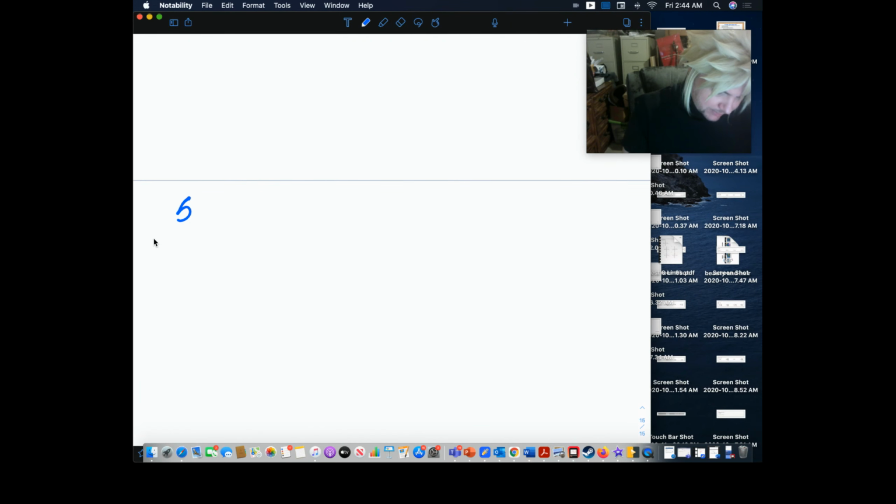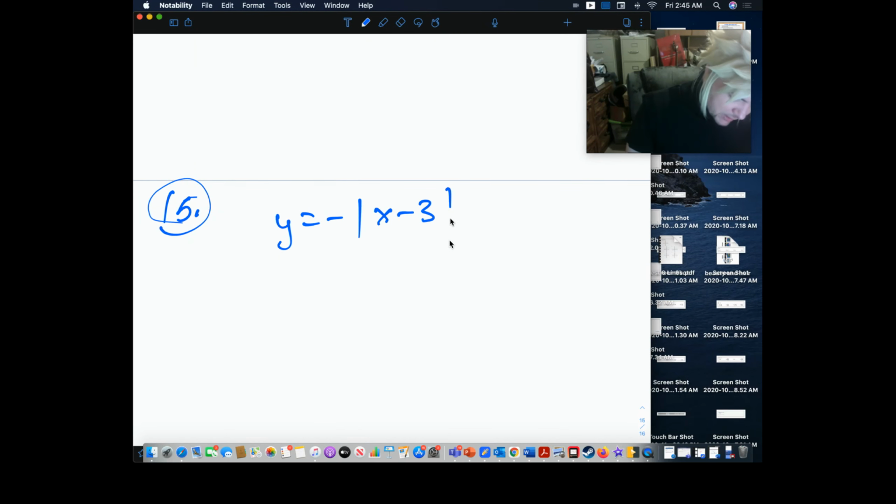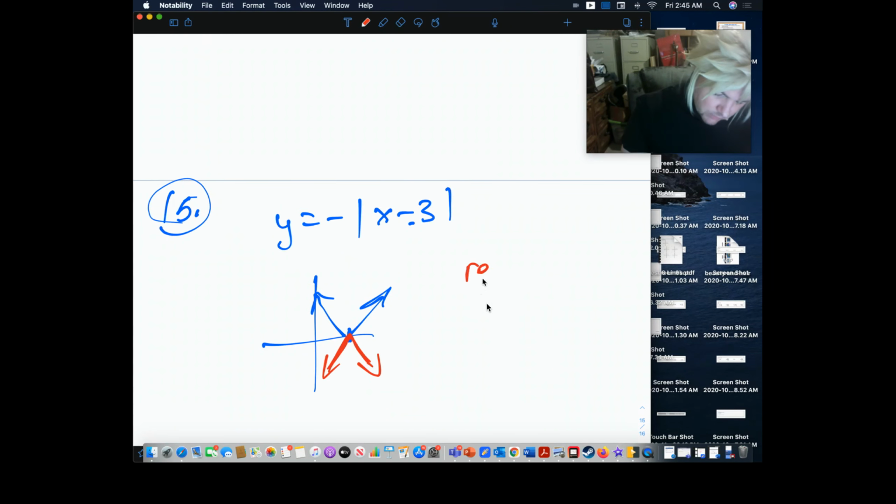Number 15. All right. So 15, we got y equals negative absolute value of x minus 3. So we know the absolute value minus 3 means you're going to shift to the right 3. And the negative means it's a reflection. So the final value will be the red one. So this is reflection over x, and then right 3.